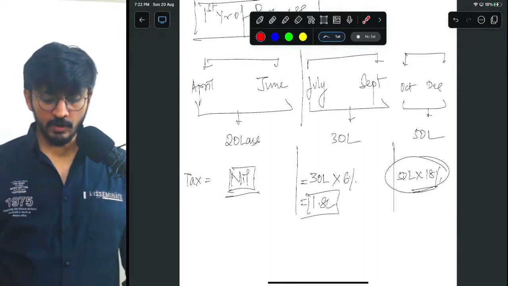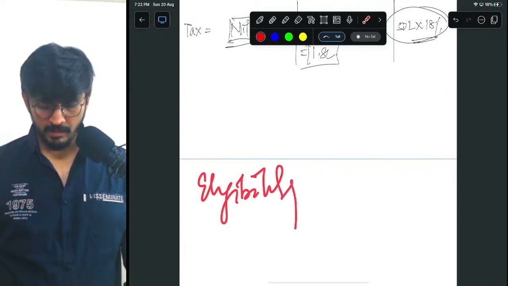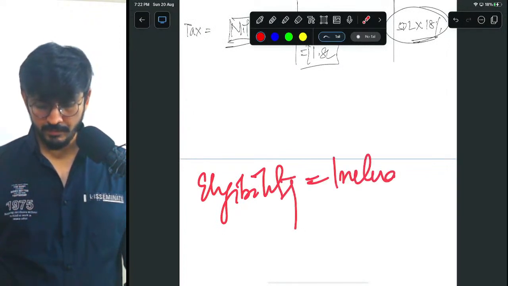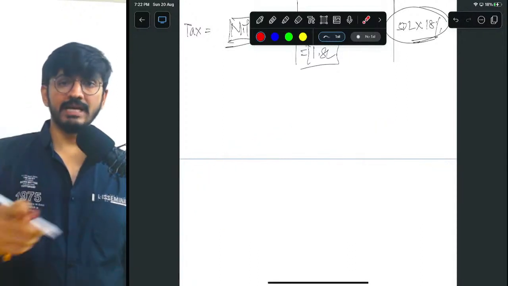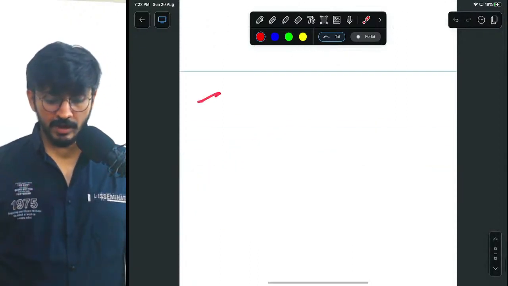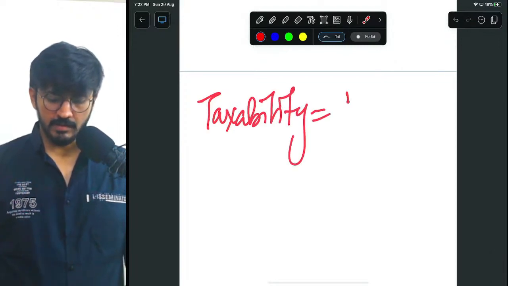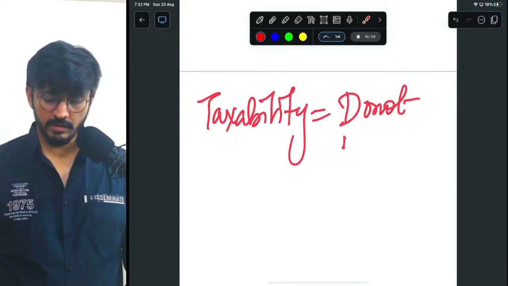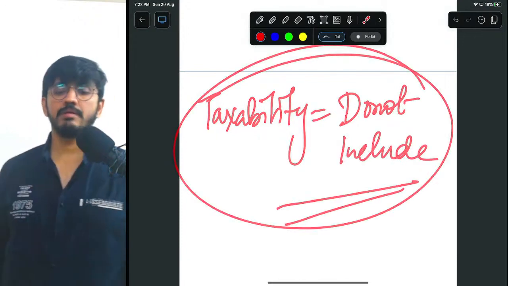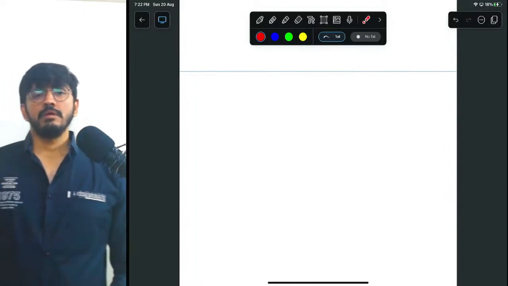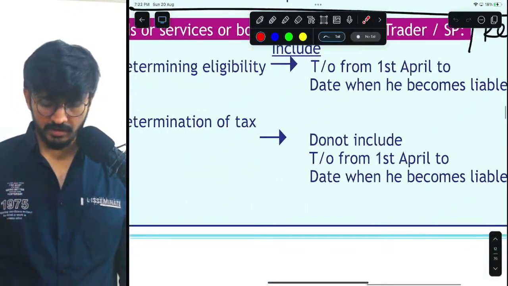That while we are calculating the eligibility, include that 20 lakhs. But while we are calculating taxability, do not include. Do not include. Got it? And that is what they have said here.